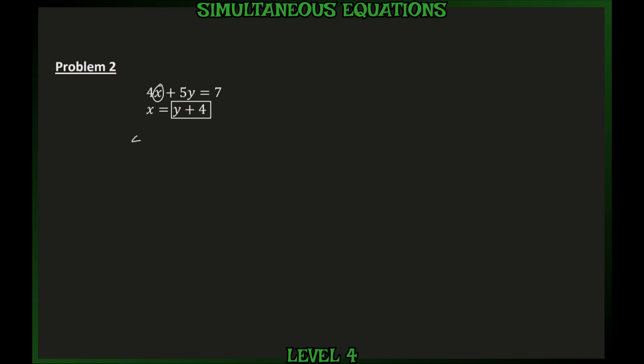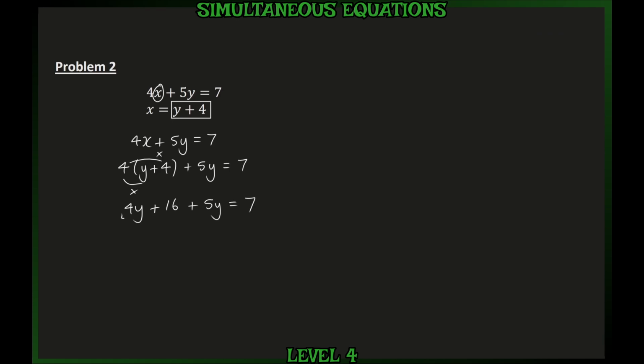So the first equation, 4x plus 5y is equal to 7, can now be rewritten as 4 multiplied by y plus 4, because we know that x is equal to y plus 4 from the second equation, plus 5y is equal to 7. And we now have an equation that only has y's in it, so we can solve it. So we can start by expanding the bracket. So 4 times y gives us 4y, and 4 times 4 is positive 16. We still have a plus 5y at the end of the bracket, and that's equal to 7.